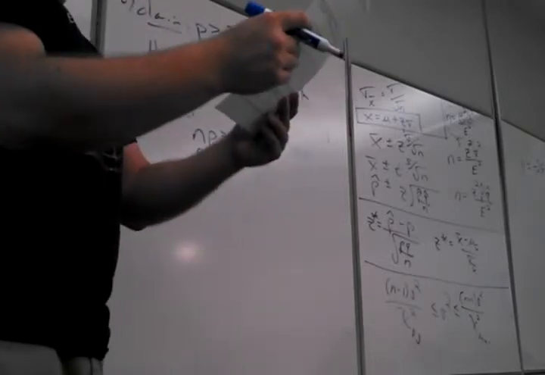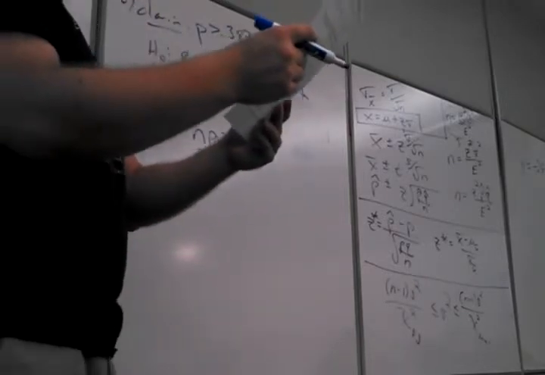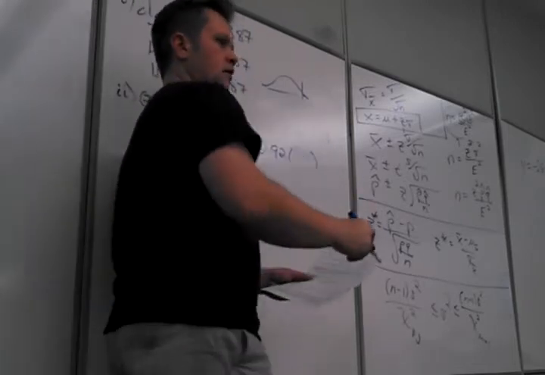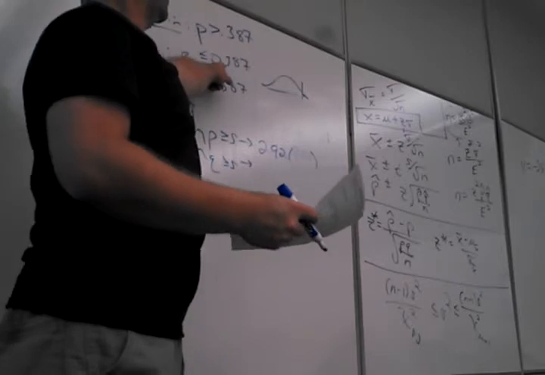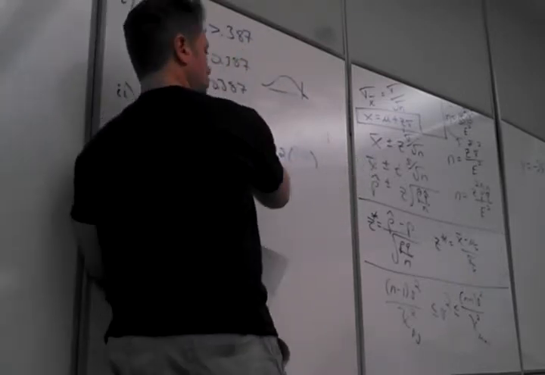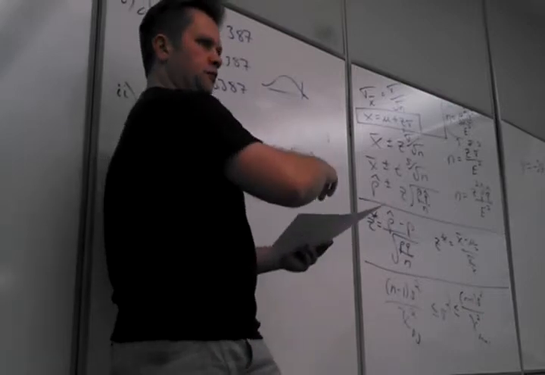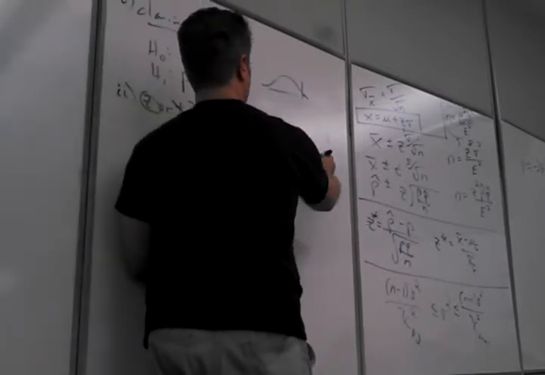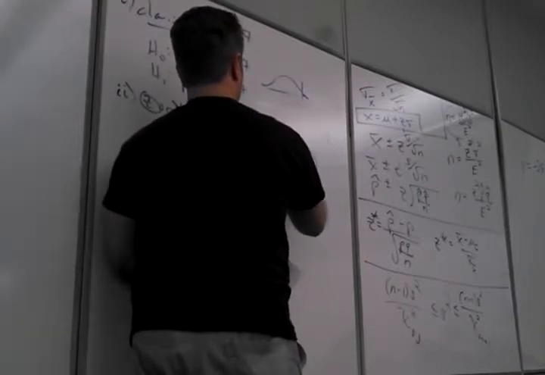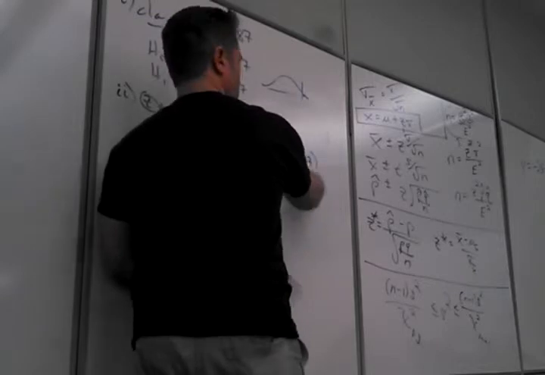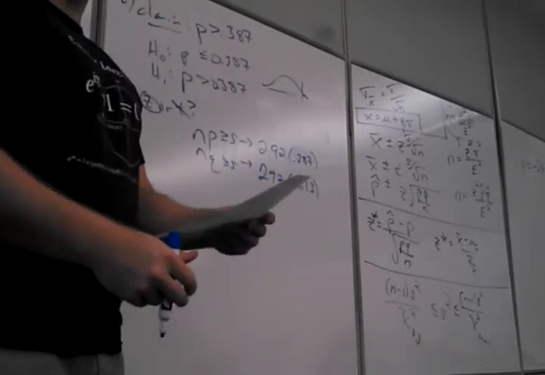So what's N here? 292. And what's P? 0.387. There's no hat on this little dude, right? So don't get that from the sample percentage. It's P. It's just straight up P. It says 0.387. So this would be 292 times 0.387, and the Q part of that would be 292 times 0.613.